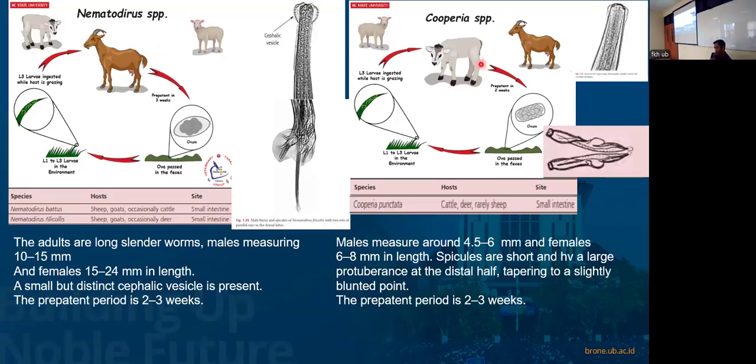Nematodirus, Cooperia and also Trichostrongylus have the same transmission to the definitive hosts, per oral, right? And the difference, I think, is just the spicule form, and this one is the spicule form. For Cooperia, the spicules are short and have a large protuberance at the distal half. This one tapers to a slightly blunted point. This one, the blunted point. Okay. But we can find it in Nematodirus.